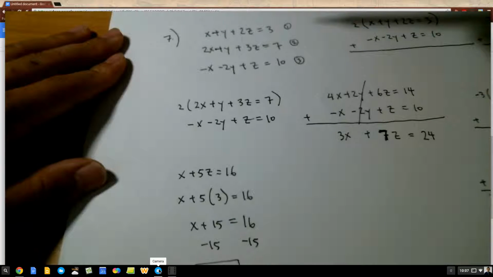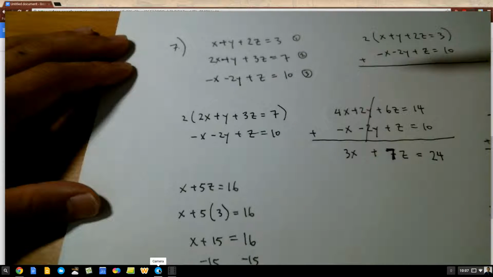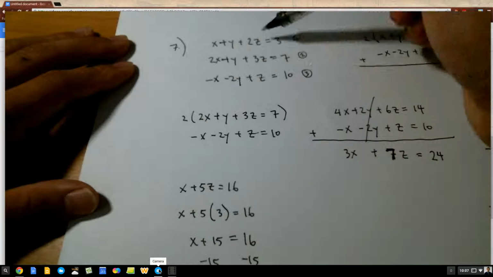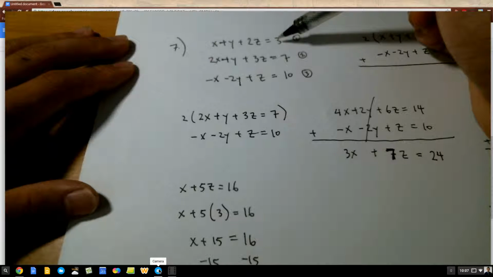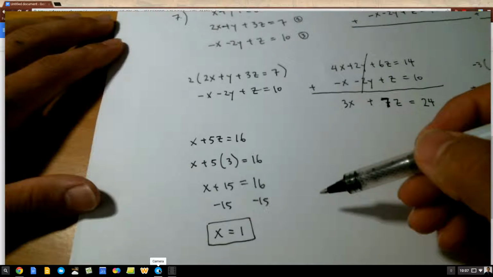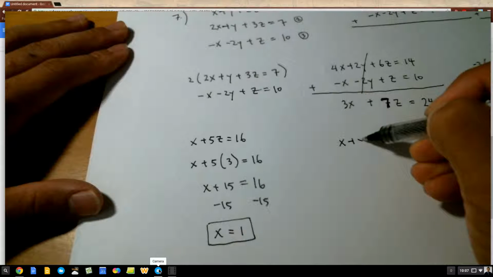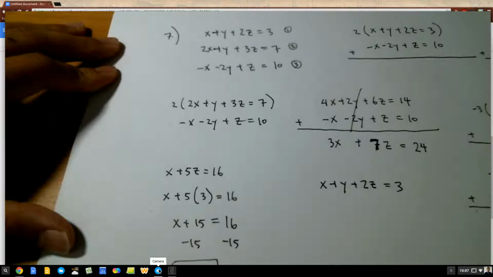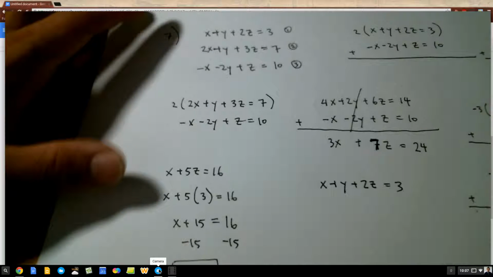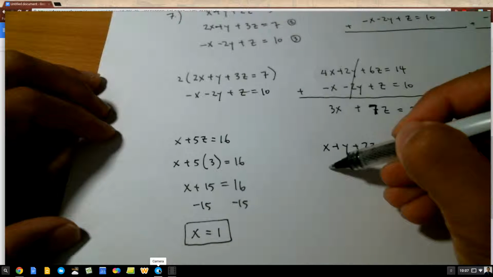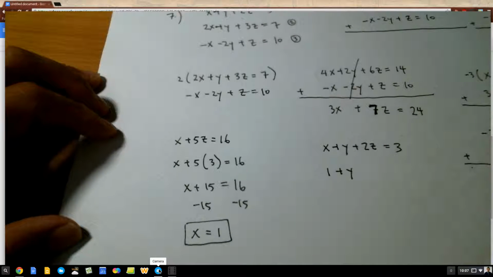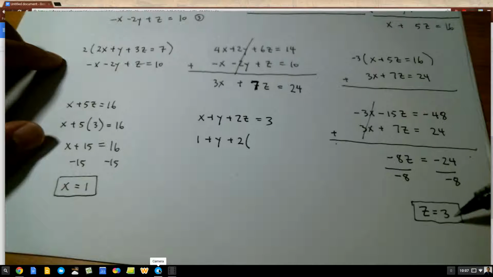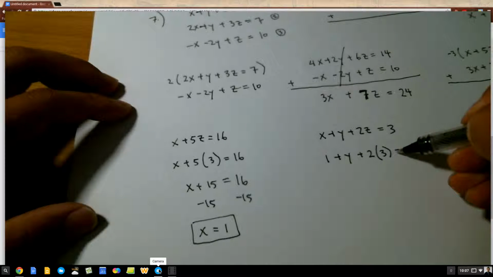Now we can plug into one of the original equations and solve for y. So equation 1, 2, 3, it does not matter which one you plug into. So I'm going to plug into the first one because it looks a lot easier. So we have x is equal to 1. So I'm going to rewrite equation 1. That's equation 1. And then I'm going to plug in what we know. x is equal to 1. So 1. We don't know y, so that's y. Plus 2 times z. What did we say z was? z is equal to 3.